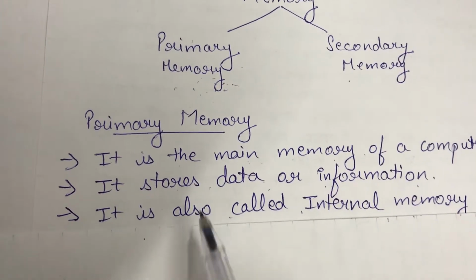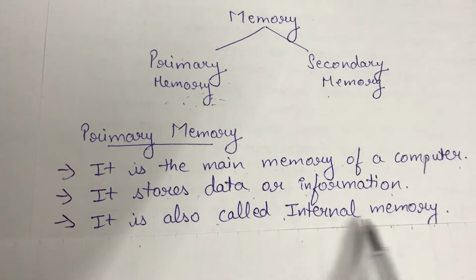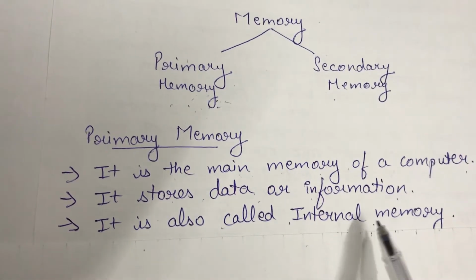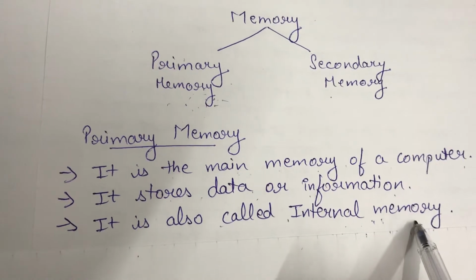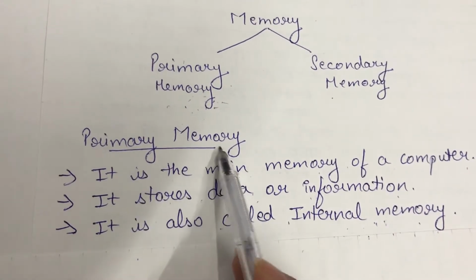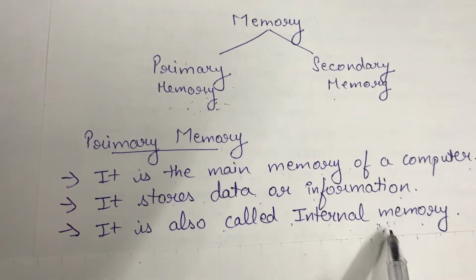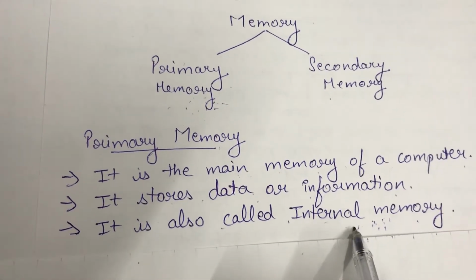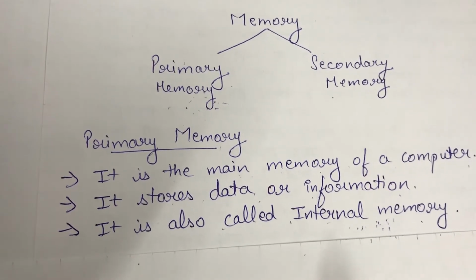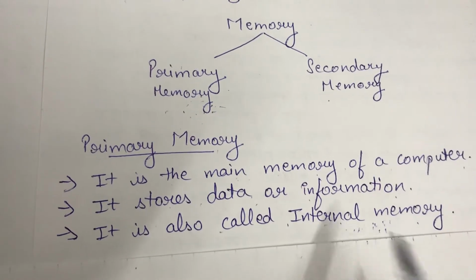It is also called internal memory. Why is it called internal memory? Because it is fixed on the motherboard inside the CPU cabinet. Where primary memory is fixed, it is inside the CPU cabinet. So that's why we call it internal memory. Understood, students? Because it is inside the CPU cabinet.